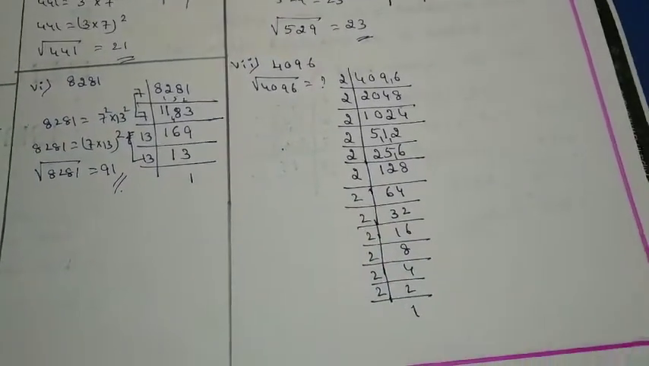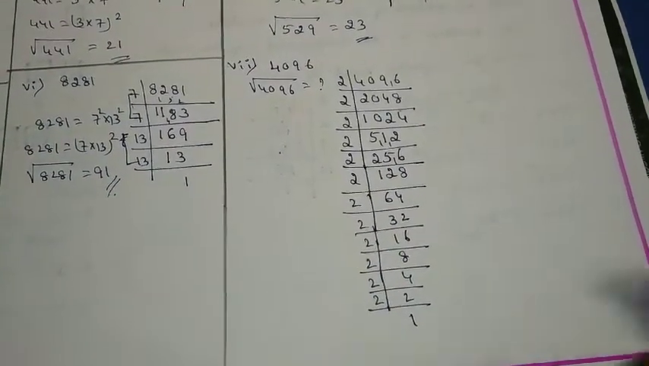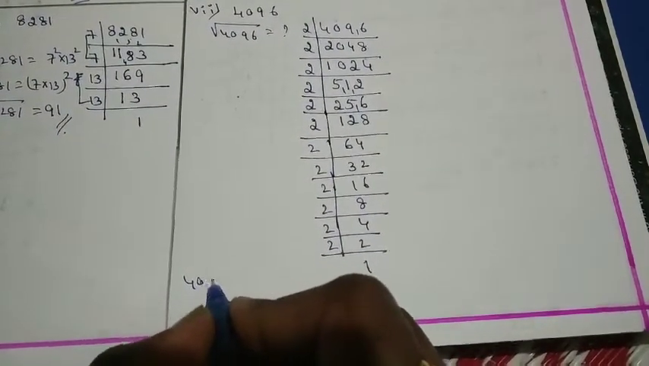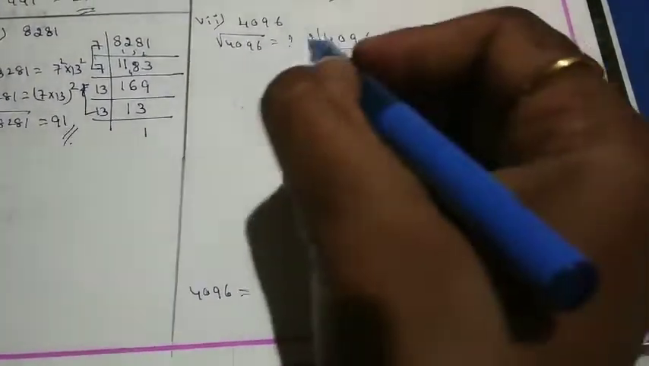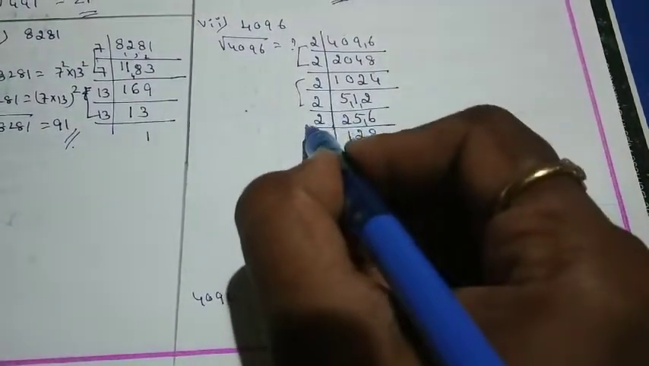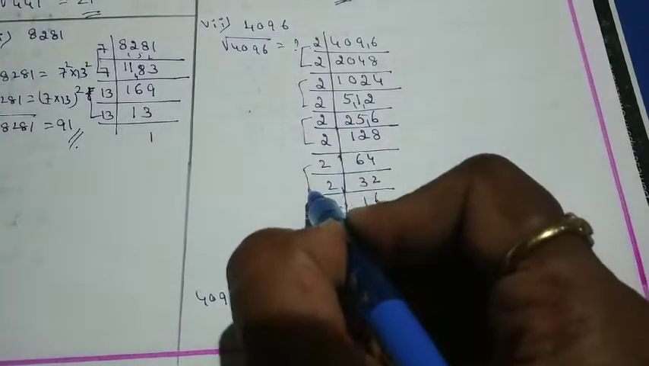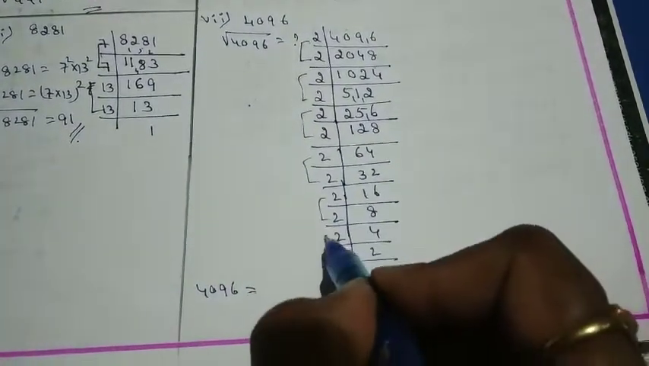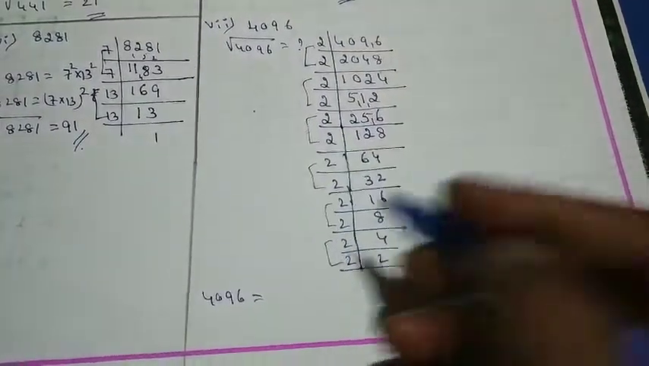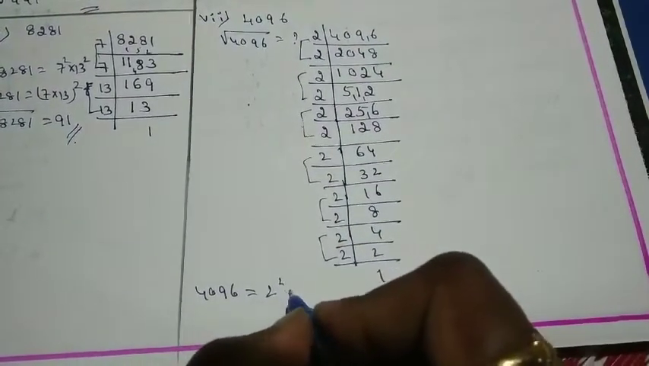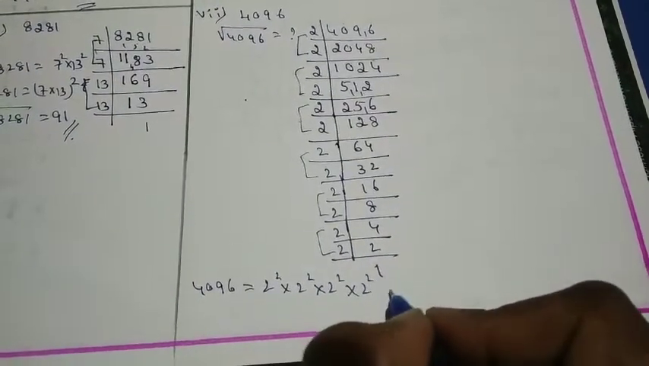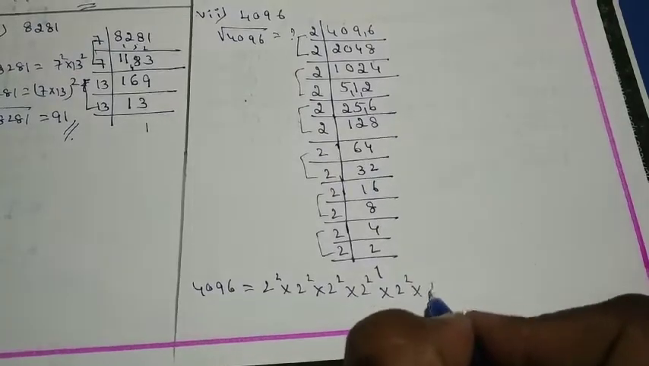So you need to be very careful when you are writing in pairs. So I can write here 4096 is nothing but, I'll make the pairs at the factors near factorization only. 2 square, 2 square, 2 square, 2 square, 2 square, 2 square. How many times? 1, 2, 3, 4, 5, 6 times.